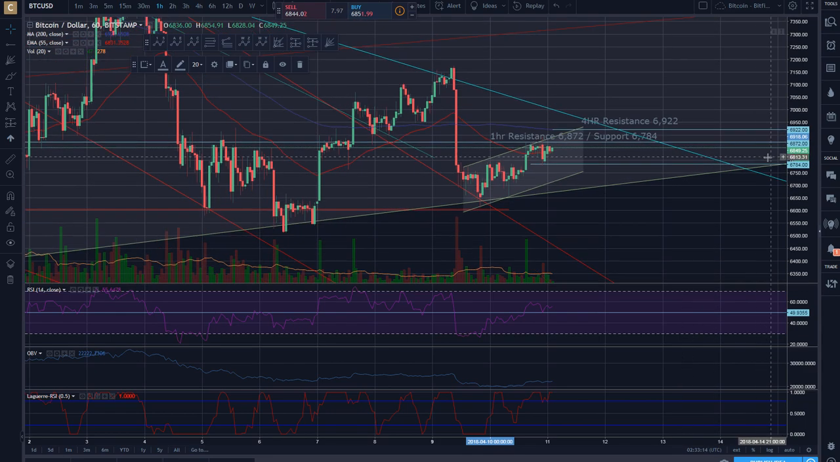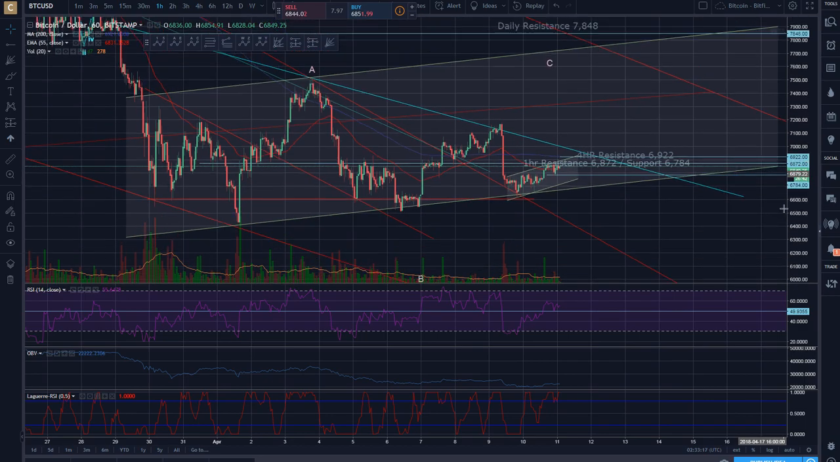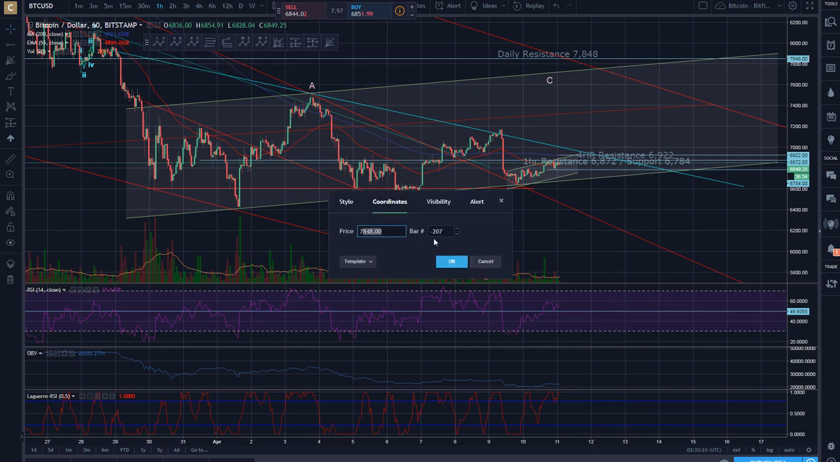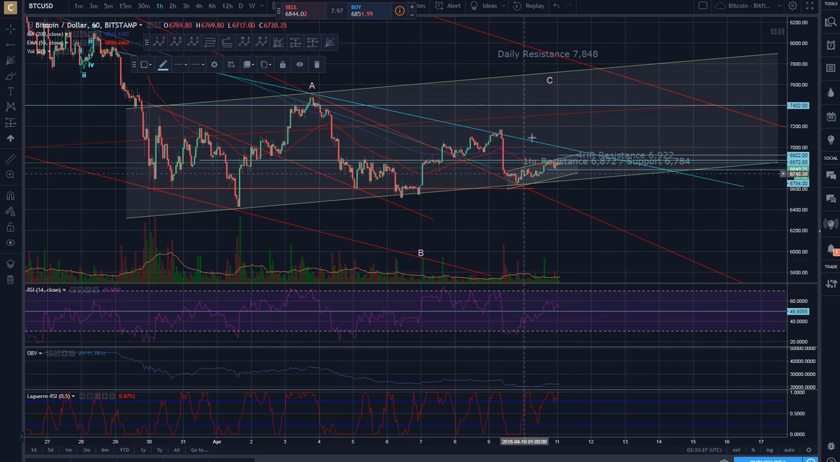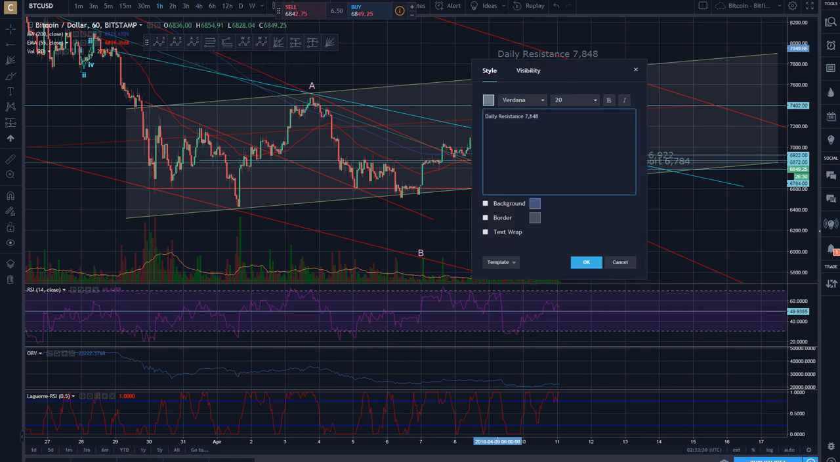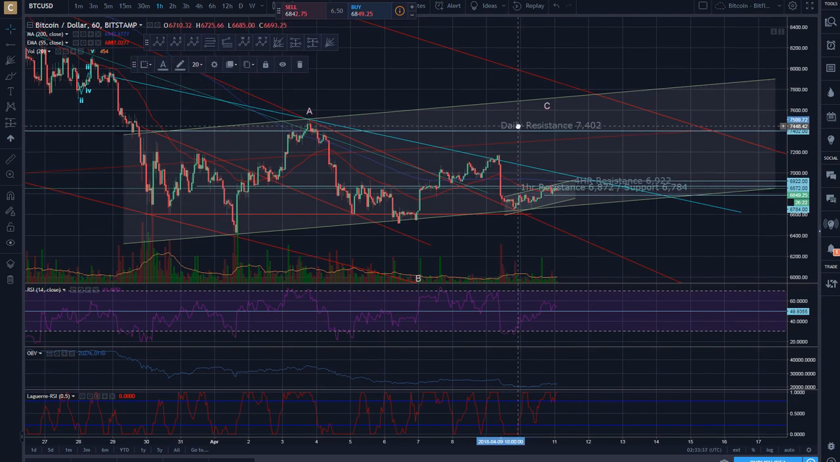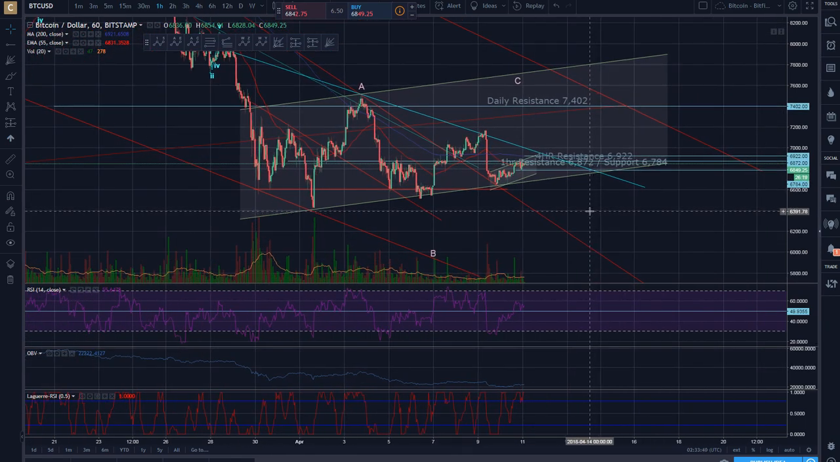Daily resistance, though, we are changing. The daily resistance is going from 7,848 to 7,402. So this daily resistance level is moving down, and it's moving down because we're just going sideways, right? And I start tightening it up, because I want something to happen. I want there to be some sort of decision point. And this makes sense. This daily resistance level, 7,402, makes sense because it's the top right here, right? This makes a lot of sense.